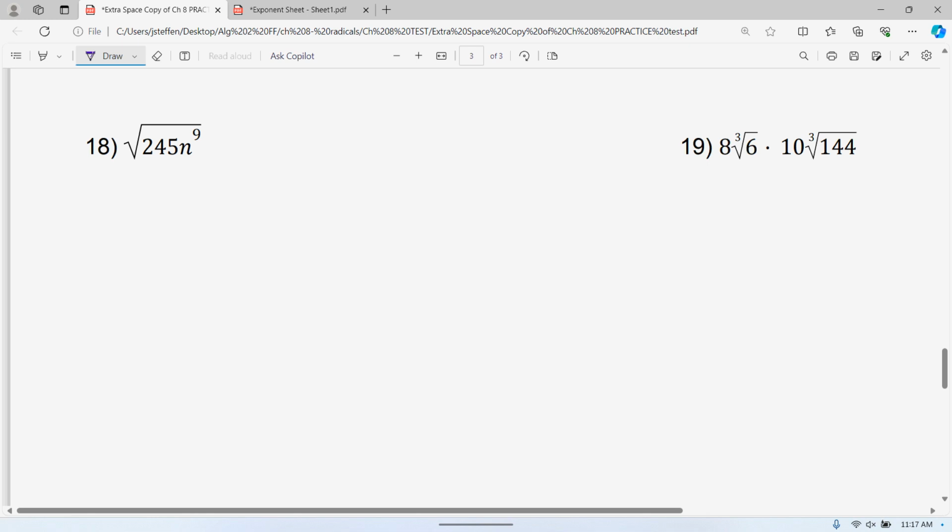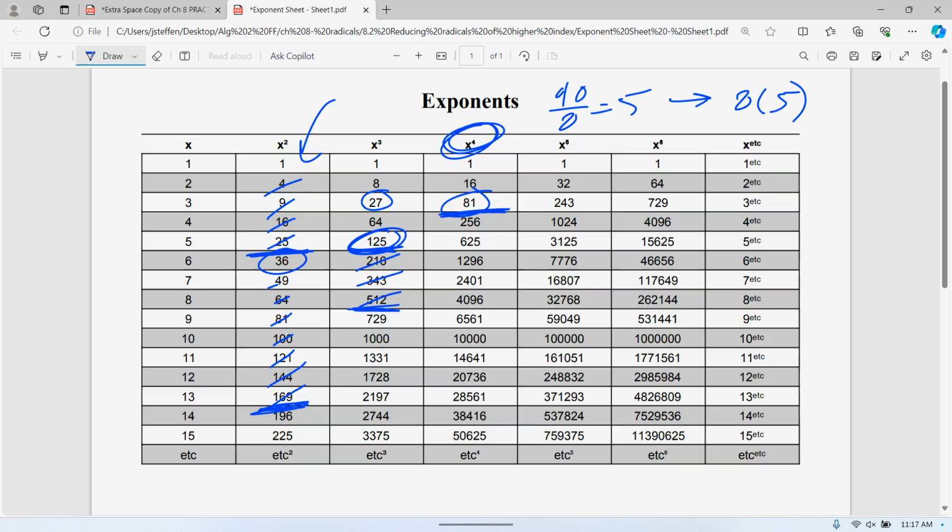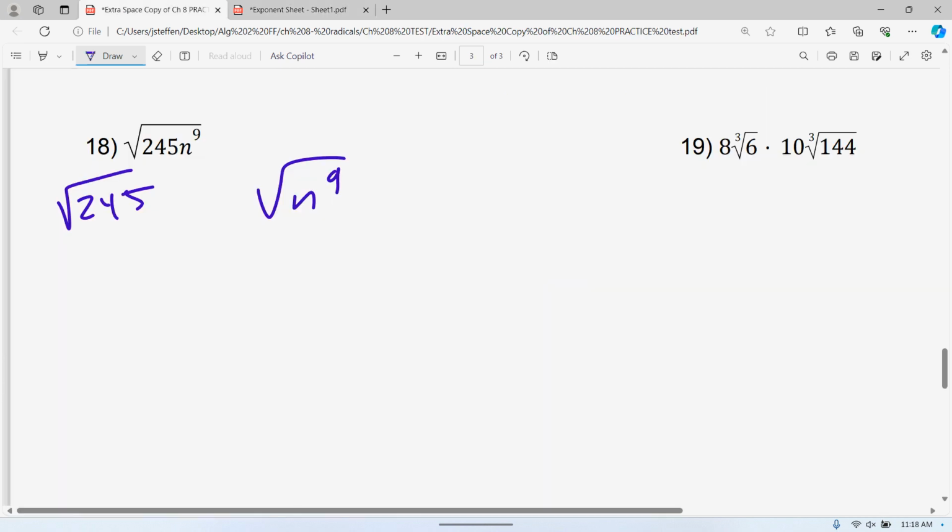Okay, moving on. Number 18. Again, this is just another reducing your radicals. So separate 245 and n to the 9th. If you do trial and error until you get to 49, some of these take a little bit of time, but it's just calculator work.